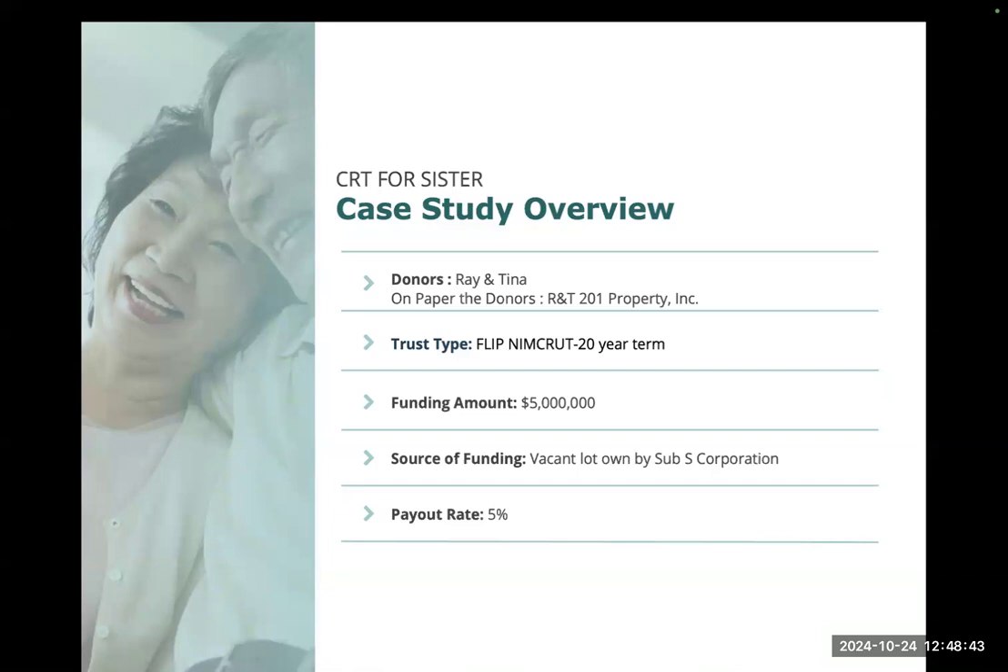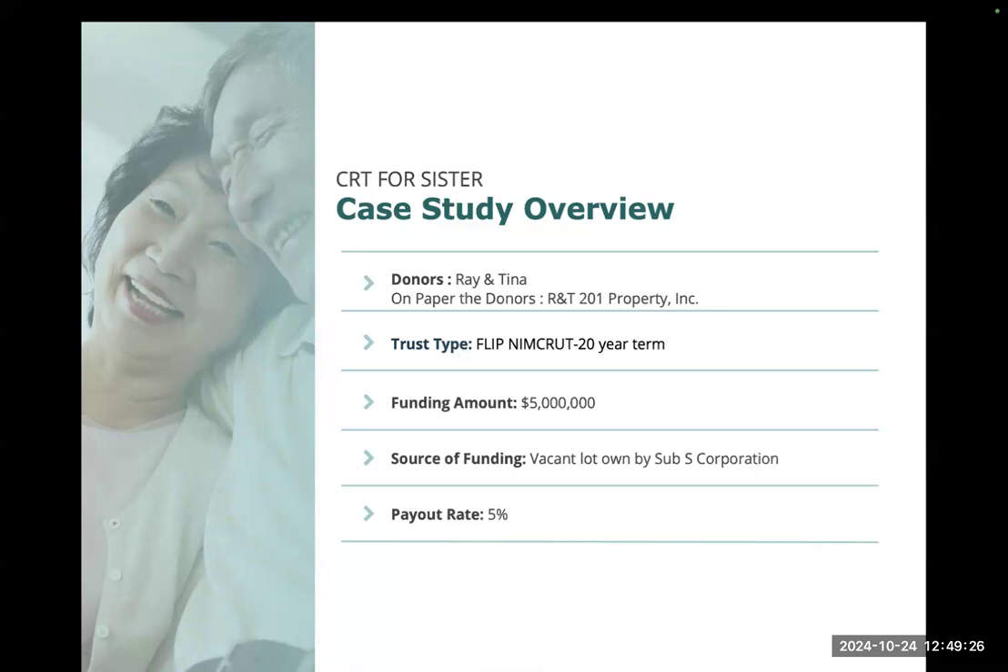Ray and Tina. Okay, remember we talked about that a CRT cannot be a shareholder of a sub S corporation. So I met Ray and Tina, and they owned a very valuable vacant lot. They actually tore down a building there in a city, and it's appraised at $5 million. And when they said that this was a sub S, I kind of got discouraged, wondering if this was going to happen, knowing what I know about sub S. But I found out that Ray and Tina were the only shareholders of this sub S, husband and wife, and that the only asset in the sub S was this property.